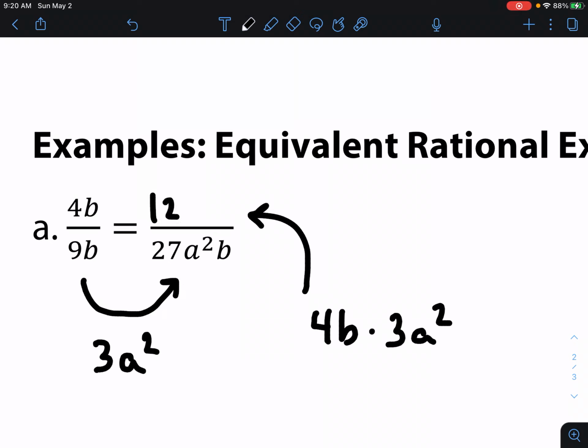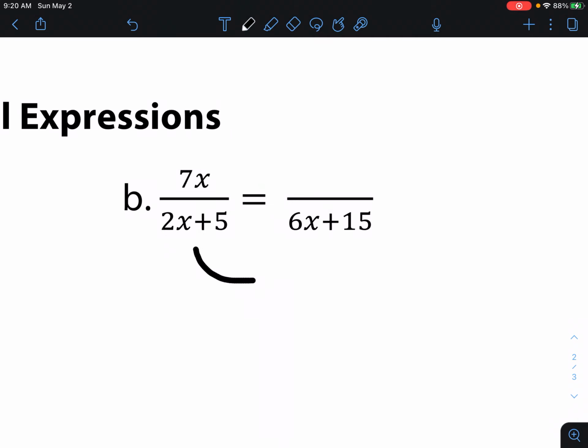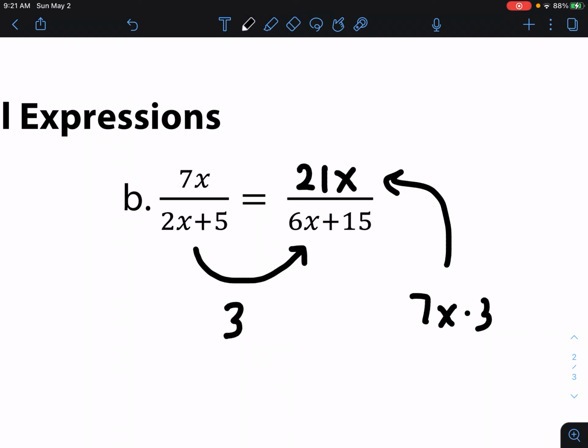Okay, so let's look at another one. The question here is, what did I do to 2x plus 5 to turn it into 6x plus 15? Well, if we think about it, 2 times 3 is 6, 3 times 5 is 15, so I multiplied this by 3. So what I need to do to find the numerator here is just take 7x and multiply it by 3. I don't know why I wrote that multiplication sign. Let's not do that. So we end up with 21x. Okay, so I just created an equivalent fraction by multiplying by 3. Hopefully you're getting the hang of this.